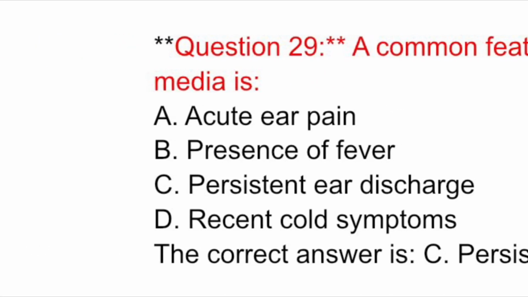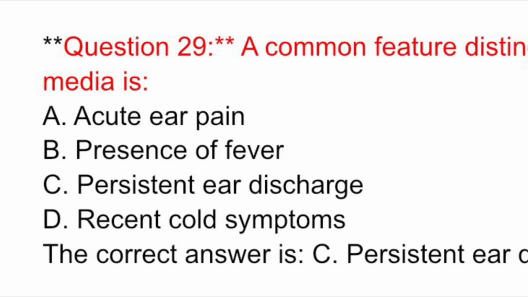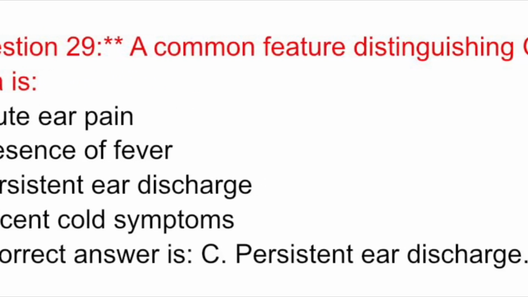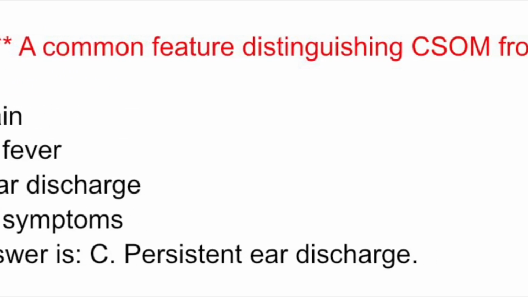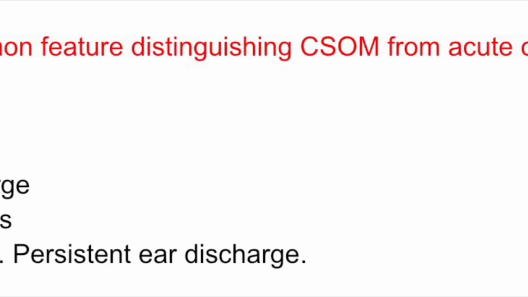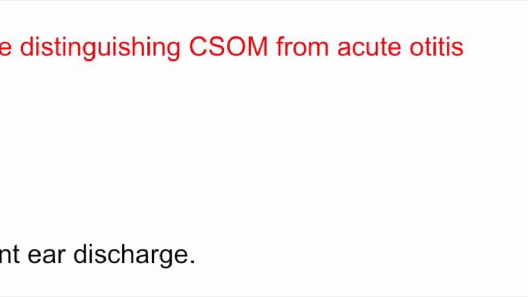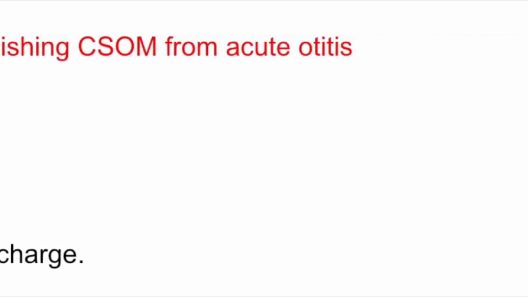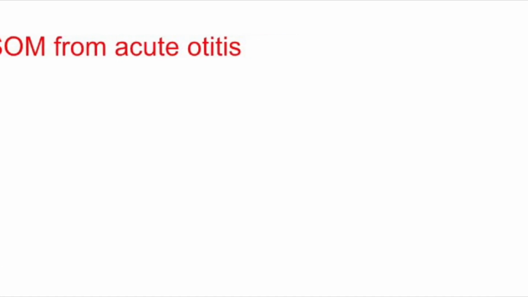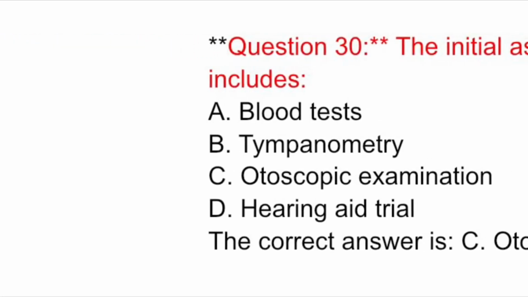Question 29. A common feature distinguishing CSOM from acute otitis media is: A. Acute ear pain. B. Presence of fever. C. Persistent ear discharge. D. Recent cold symptoms. The correct answer is C. Persistent ear discharge.